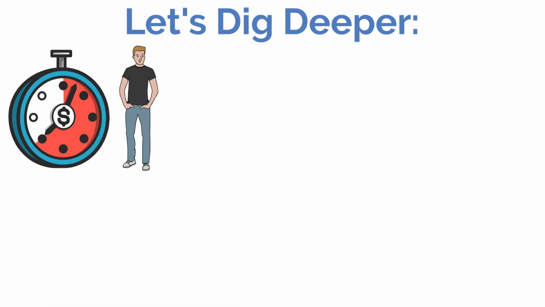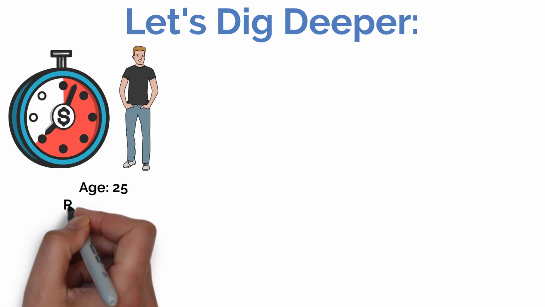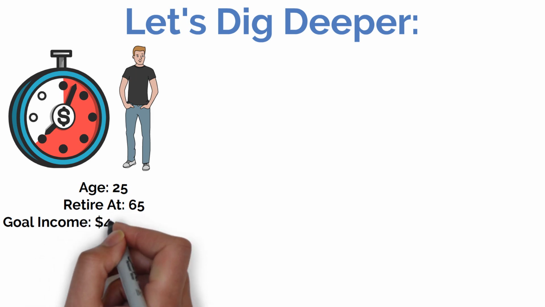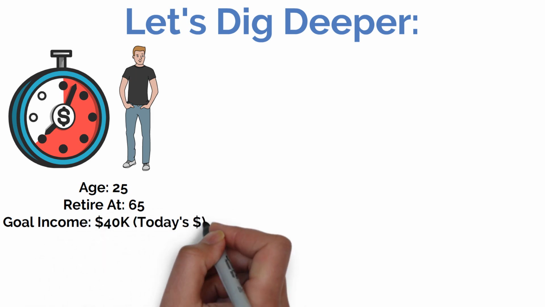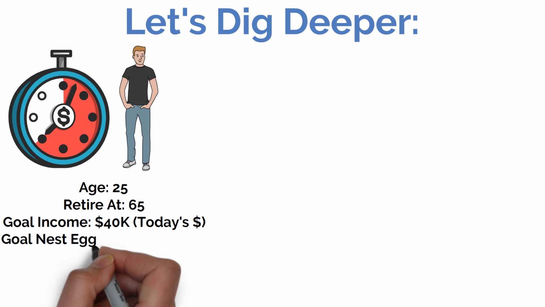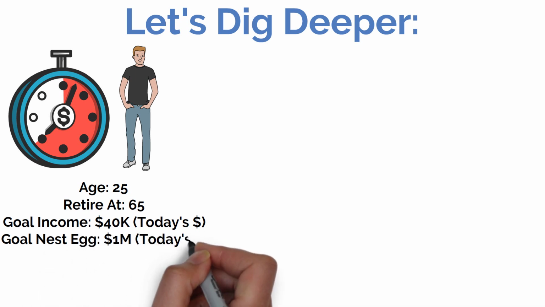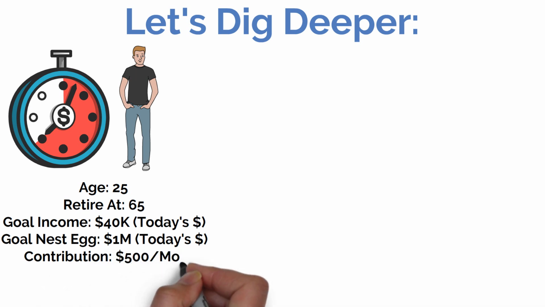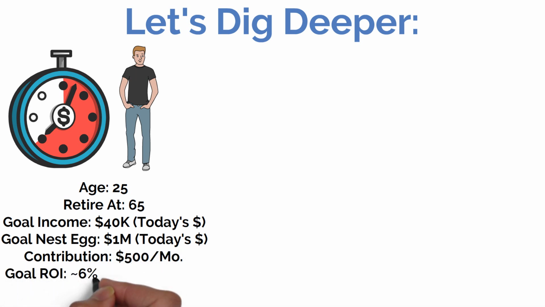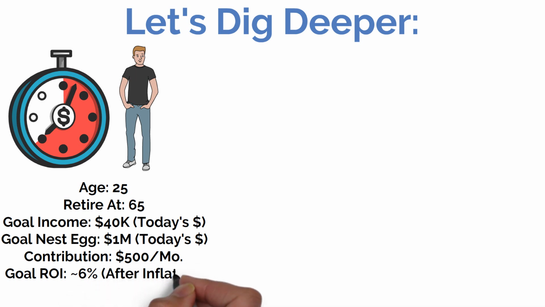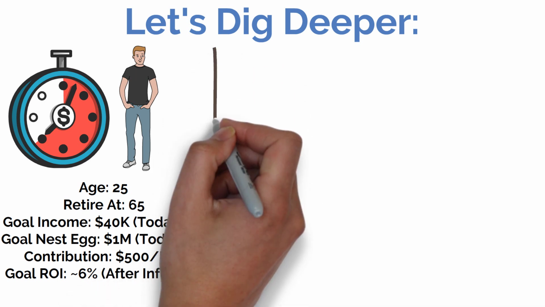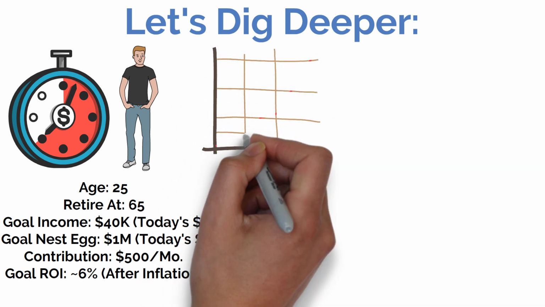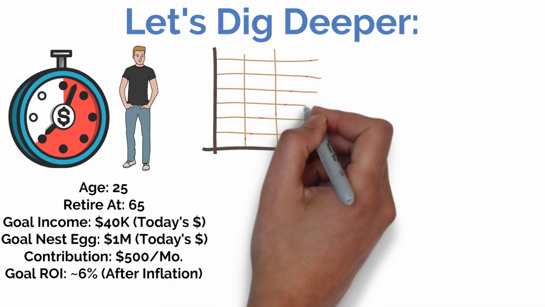Let's take John, who's a 25-year-old looking to retire at 65 on the equivalent of a $40,000 a year income today. Based on the 4% rule, we know that John would need to amass an inflation-adjusted nest egg of about $1 million in order to meet that goal. If he has $500 a month to invest, then some simple calculations would suggest that he needs to earn an average annualized return of a little over 6% per year after inflation for the next 40 years to reach his goal. Based on Nick's chart and the historical data that we have available to us, a passive stock index fund would have a decent shot of hitting that mark.